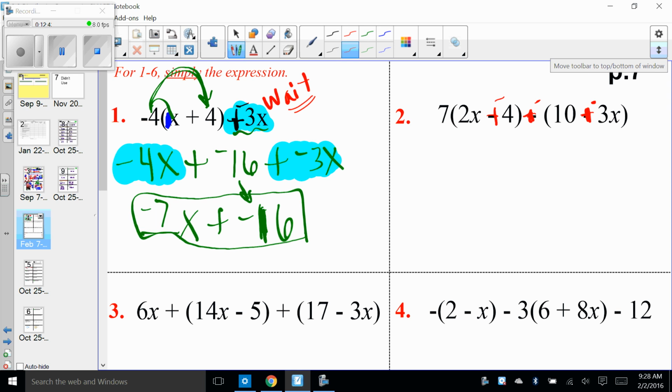I want you to take a look at that problem number 2. There's probably some issues there. You should be noticing that there's an error, or not an error, but something that concerns you. And it's this lonely negative outside of that parenthesis. You need to identify that that really is like a -1 on the outside of that parenthesis.